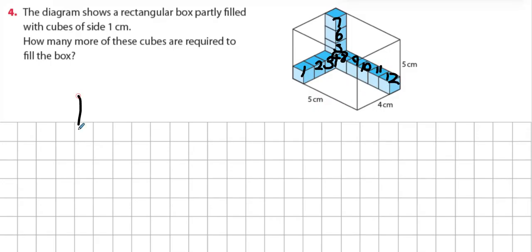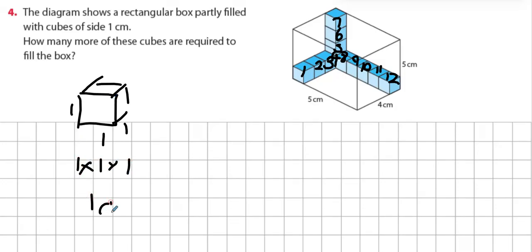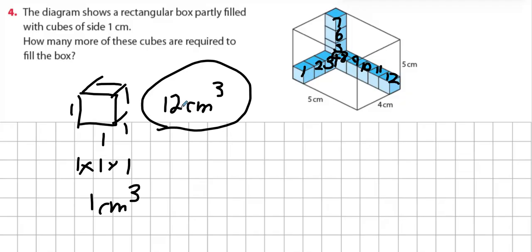Now what's the size of 1 cube? Can anybody tell me? 1 centimeter. 1 multiplied by 1 multiplied by 1. 1 centimeter cubed. So would you agree that we currently have 12 centimeters cubed? How do we know we have 12 centimeters cubed? Because how many boxes do we have? 12. Okay. We all good?